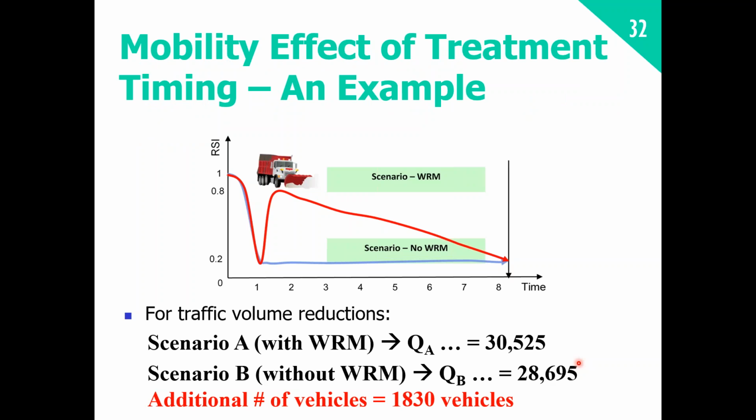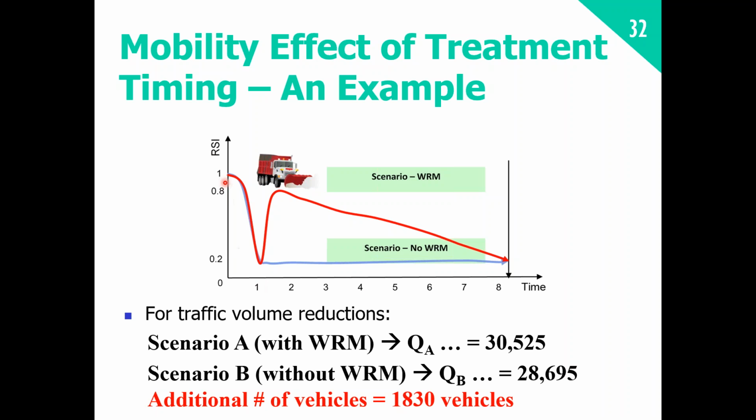So the same example used previously in the safety analysis is also used again to illustrate the difference in the mobility effect of two winter maintenance scenarios. For illustration purposes, again, I've used the Donaher mobility models to quantify the mobility effect on the maintenance operation timing. So you can see that it's exactly the same example that I showed you earlier.